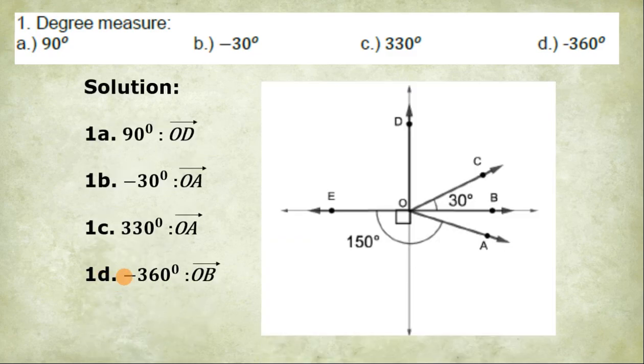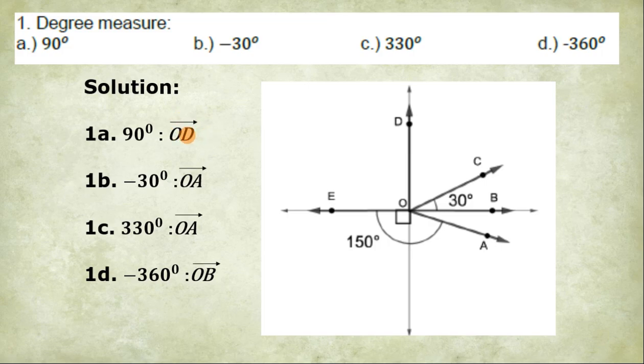Okay, we have the solutions for number 1, A up to D. Now let's discuss. For 90 degrees, what is the terminal side? So we have here OB is the initial side and it's positive. So we move counterclockwise. 90 degrees is here. So from this initial side OB, we move to OD, the terminal side. Ray OD is the terminal side. So we have the answer ray OD. We have here the notation ray OD.